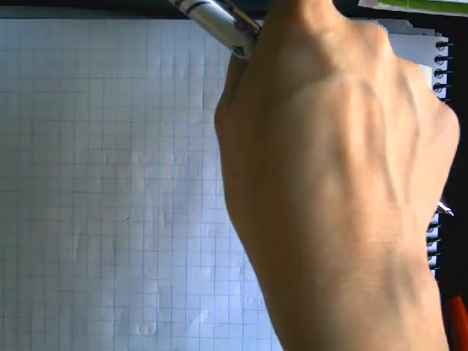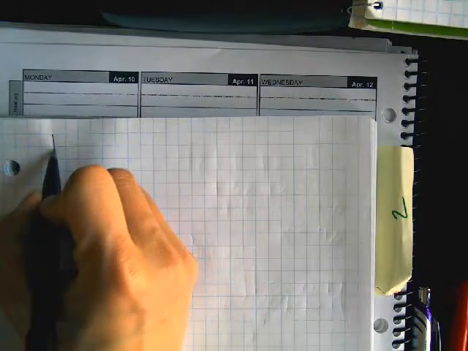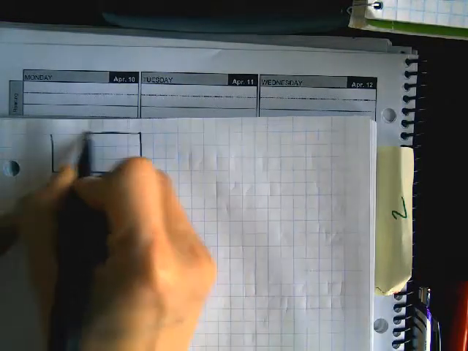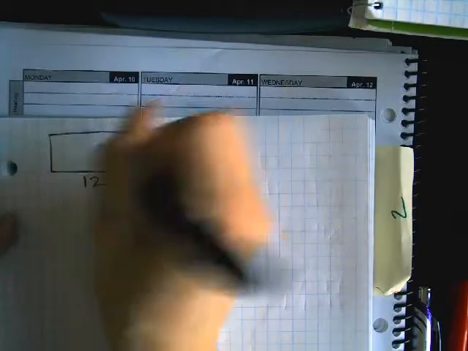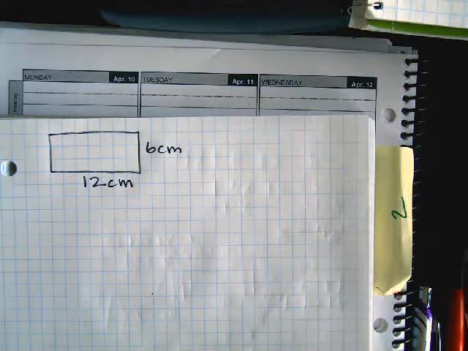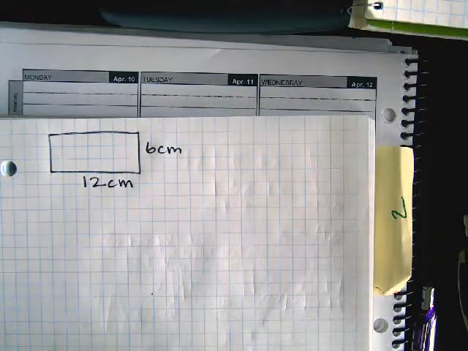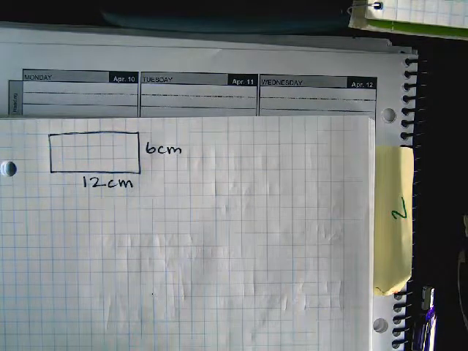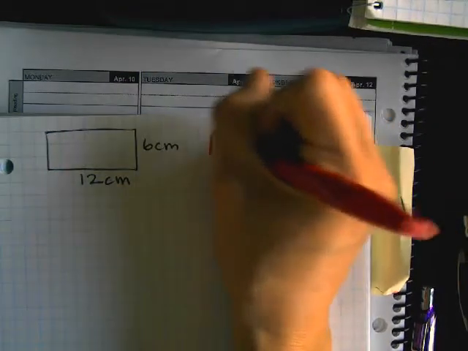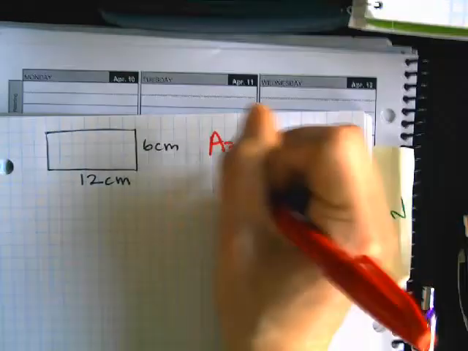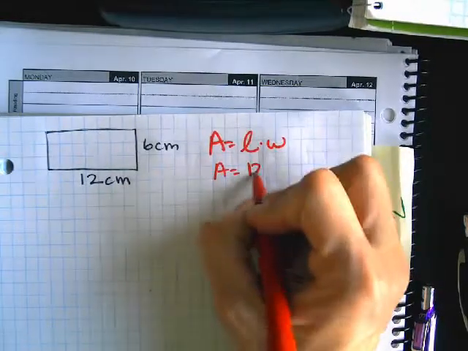So let's try a couple of problems. Here's a rectangle. Let's say this is 12 and this is 6 centimeters. How do I find the area of a rectangle? So go back to your notes. Look up at your notes. How do I find the area of a rectangle? Length times width. Okay, so area equals 12 times 6.